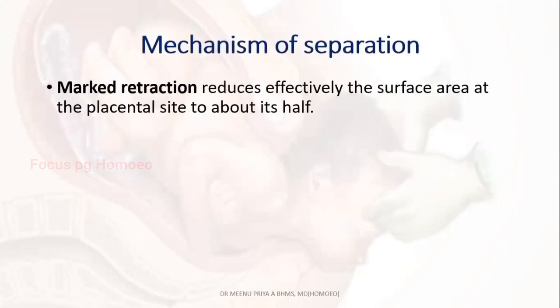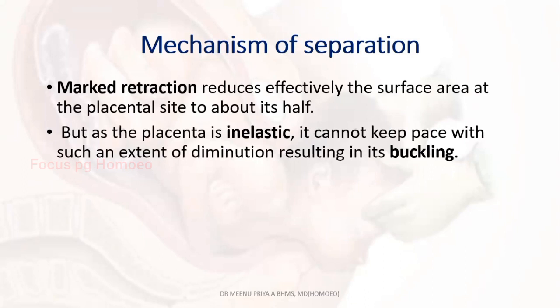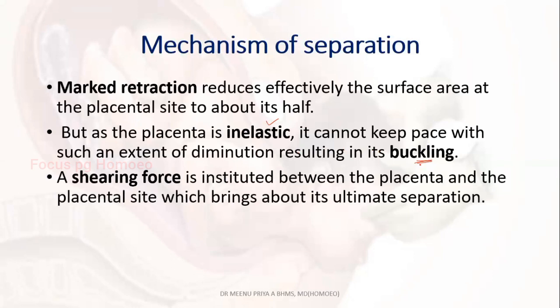And then what happens in the mechanism of separation? Marked retraction effectively reduces the surface area at the placental site to about half. But as the placenta is inelastic, it cannot keep pace with such an extent of diminution, resulting in buckling and expulsion. After buckling, a shearing force is instituted between the placenta and the placental site, which brings about ultimate separation. So the separation is actually happening. What is the main mechanism responsible for the separation? It is the reduction in the surface area, which the placenta is not able to bear because it is inelastic.